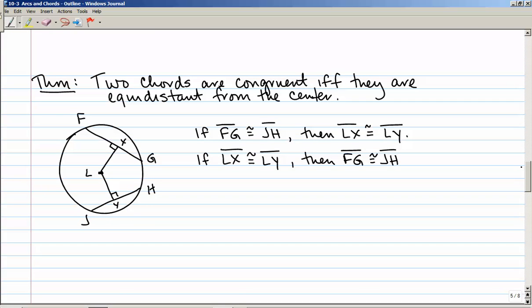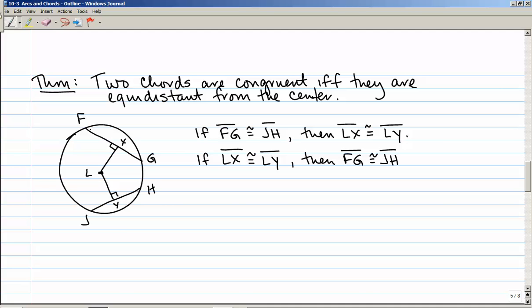Here's another theorem. Two chords are congruent if and only if they're equidistant from the center. So here we have chord FG, and here we have chord JH, okay? And if they are congruent to each other, then they are the same distance from the center, which means LX is congruent to LY. Now remember, when we're talking about distance, we're talking about perpendicular distance.